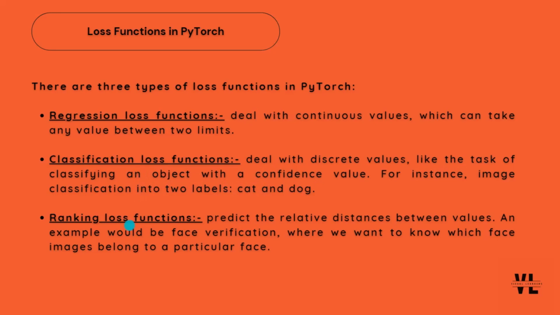Another subset of loss functions are known as ranking loss functions, which predict the relative distances between values. An example would be face verification, where we want to know which face image belongs to a particular face. So we're not going to be concerned about the ranking loss functions for this video. Our main concern will be the top two, which are regression loss functions and classification loss functions.